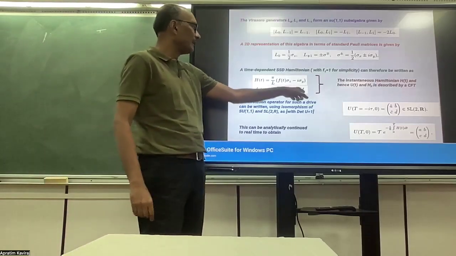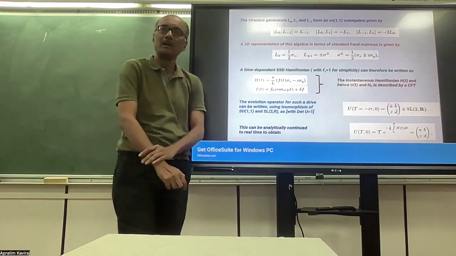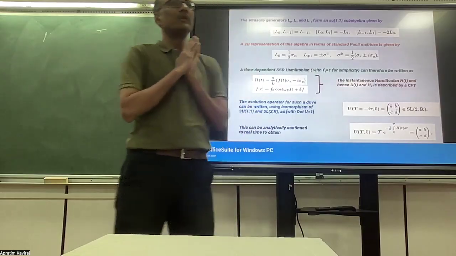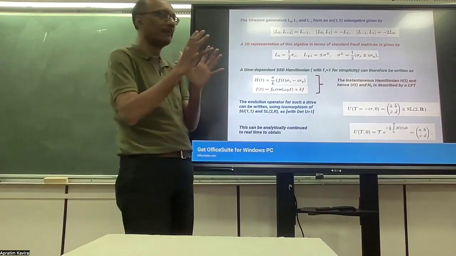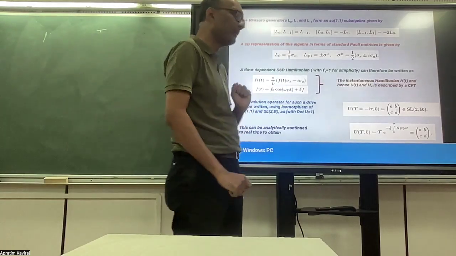And f of t is something that I'm going to drive. And so I'm going to make this thing time dependent. Notice that the instantaneous... So what do you now do? You try to calculate this evolution operator, which means that you are going to Trotter decompose this and break this down into infinitesimal time steps.